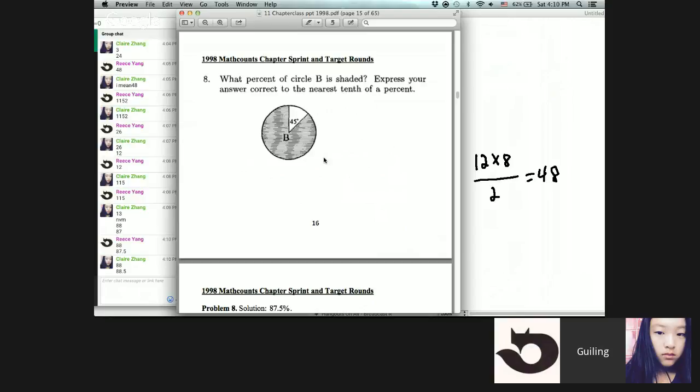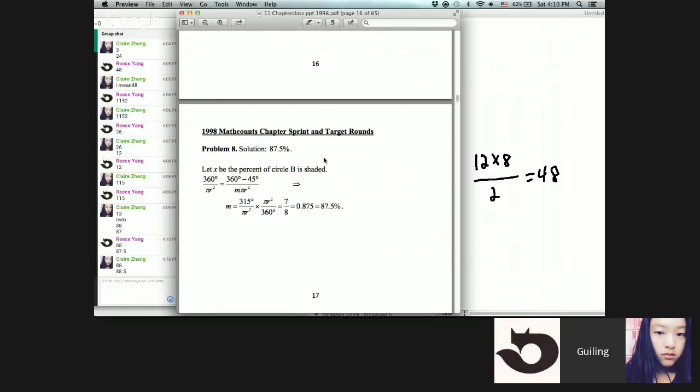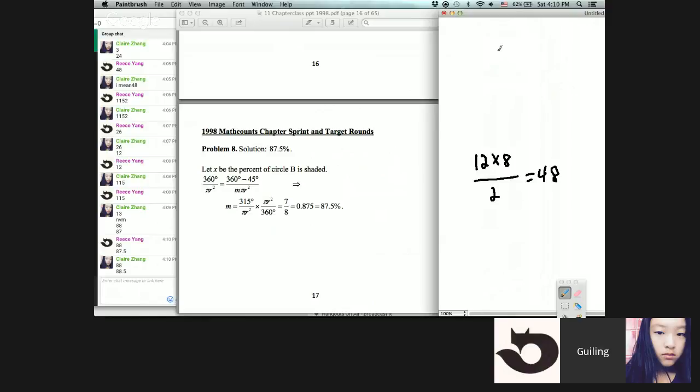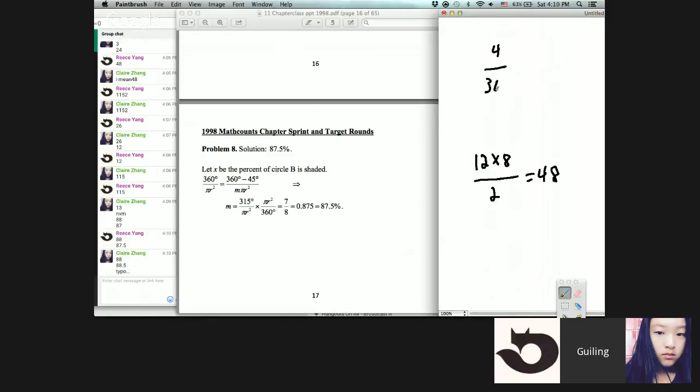Right. Correct answer is 87.5, I believe. So 88.5 is pretty close. Probably a small calculation mistake. If you do 4 over 360, oh, that's also a problem. So no big deal. It's a typo, no big deal. And then you get x equals 12.5, and then 100 minus 12.5 comes out to be 87.5.